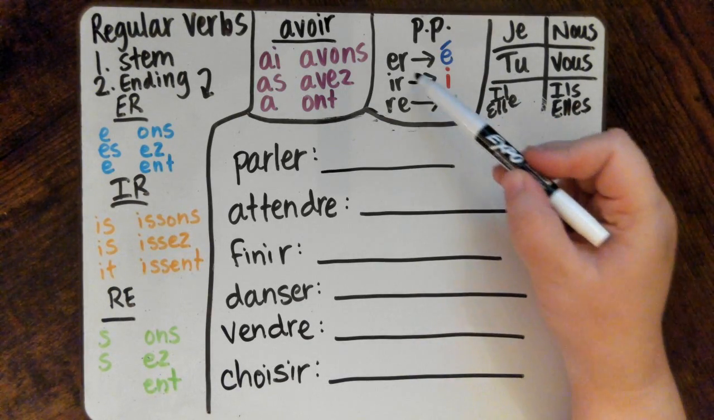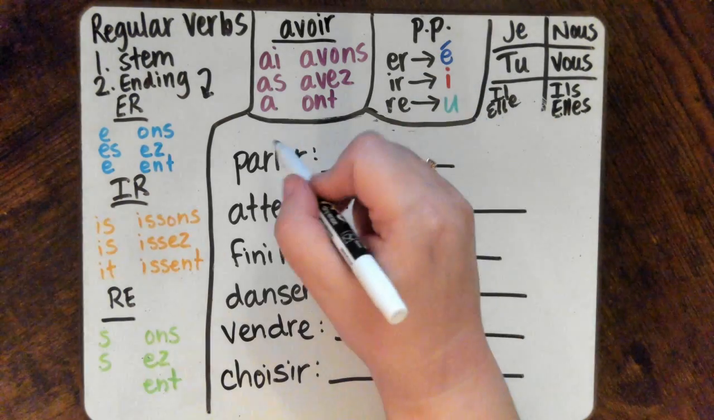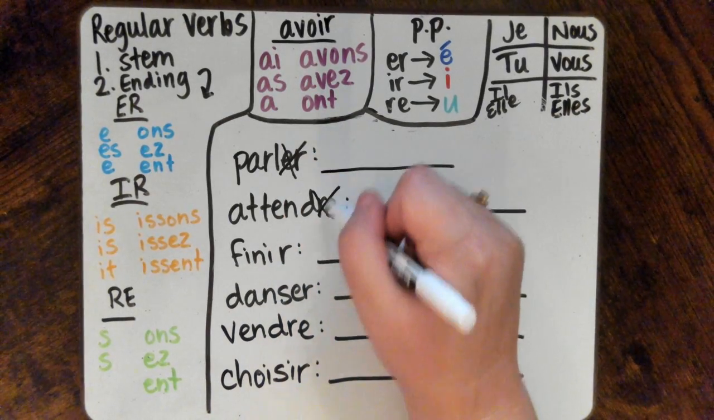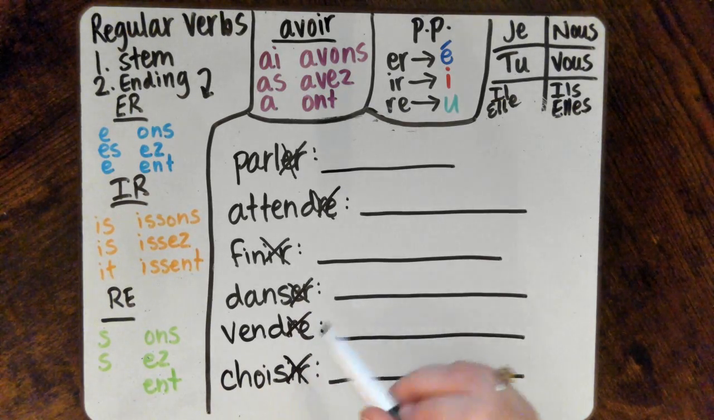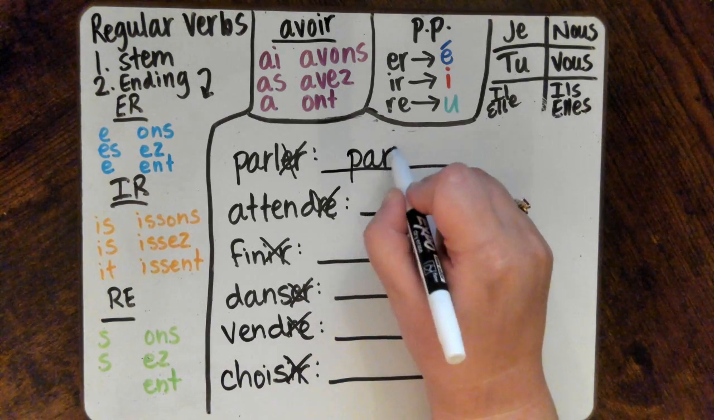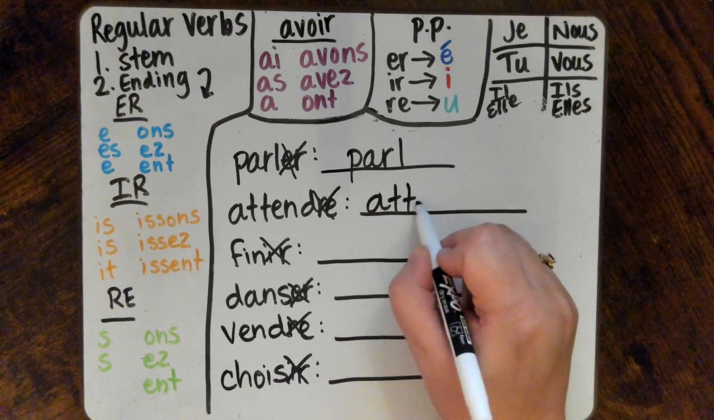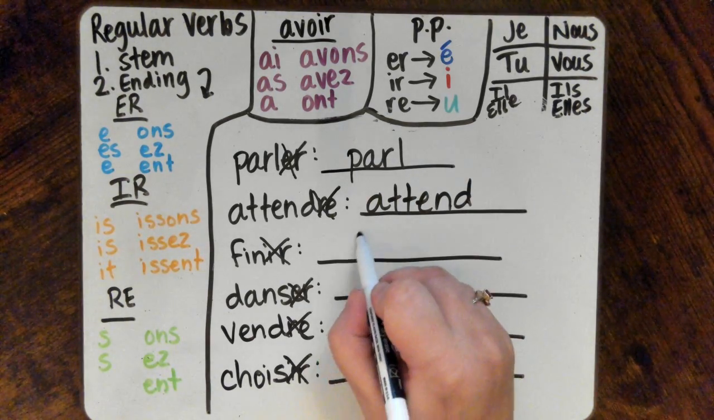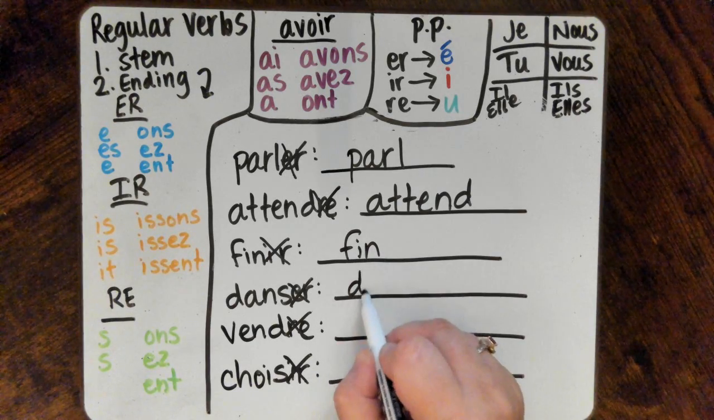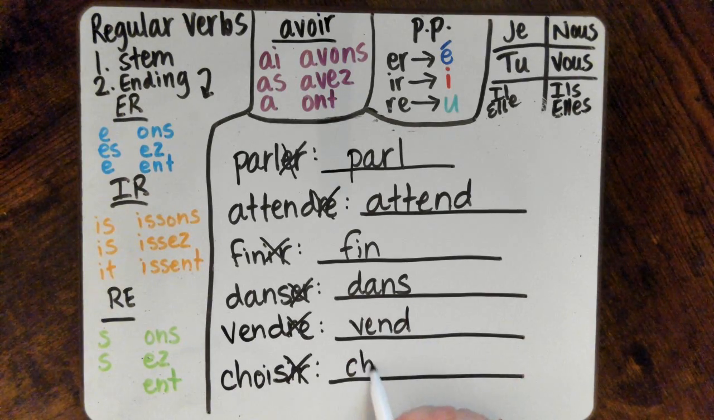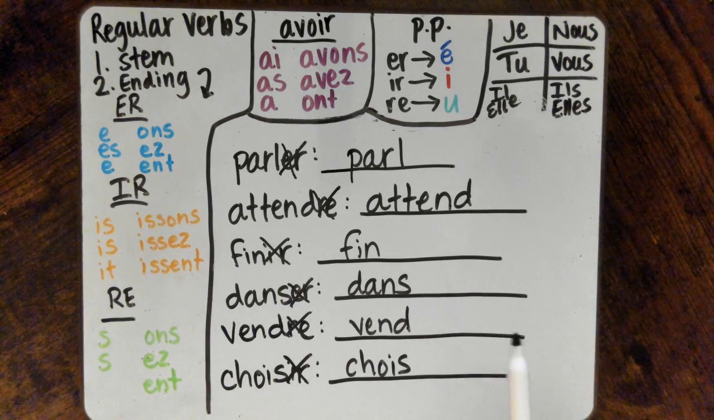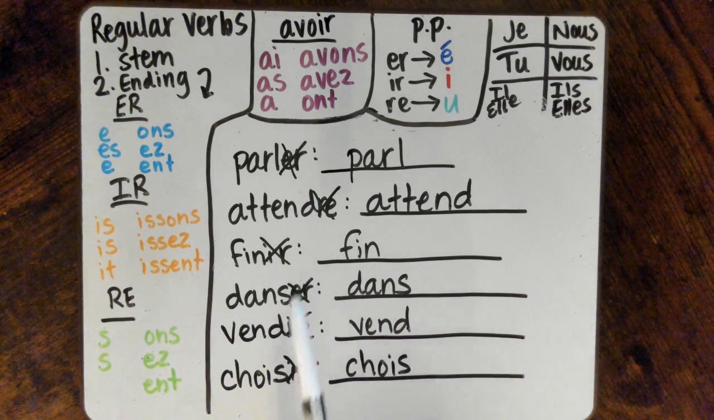So remember, to find the past participle, you're going to replace these last letters. So before I even do the answers, I'm just going to cross out these letters. It's the last two letters. So this is the first part. Okay, so I'm not finished yet, but those are all the verbs without the ER, the RE, or the IR. So really those are the stems.